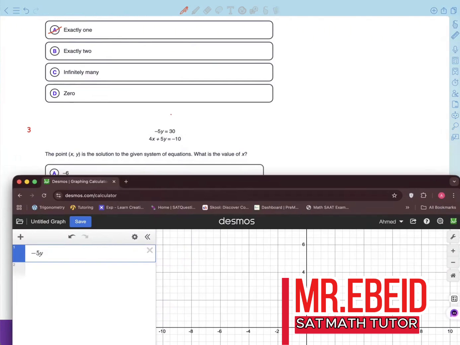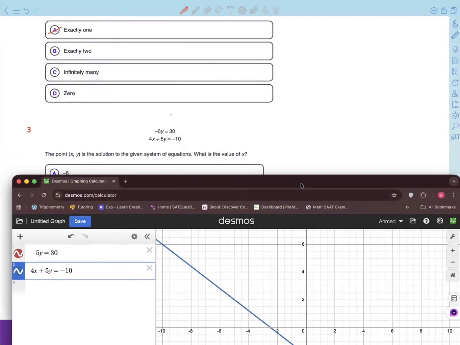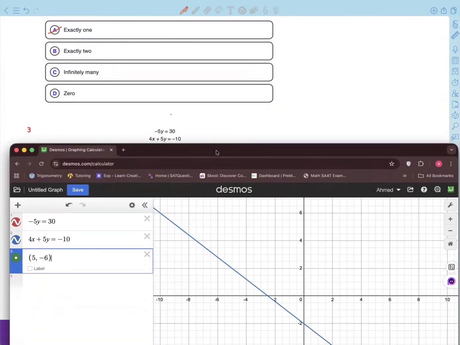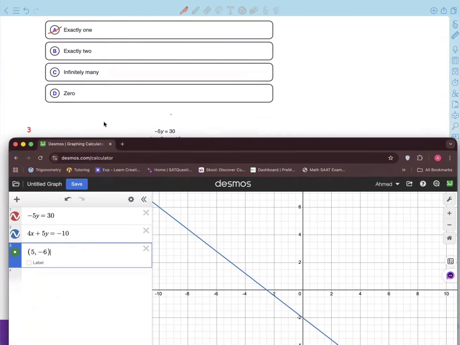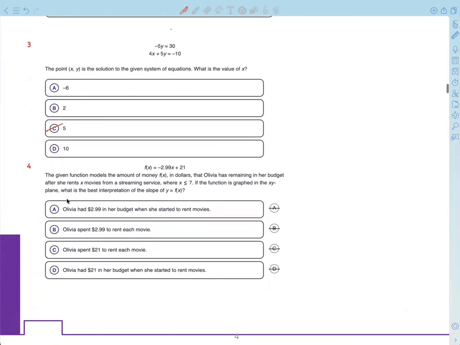Negative 5y equals 30 and 4x plus 5y equals negative 10. And check the point of intersection. Yes, this is the point of intersection. It means x is 5 and y equals negative 6. We want to find the value of x. It means it's 5, so it's C. Let's move to question 4.